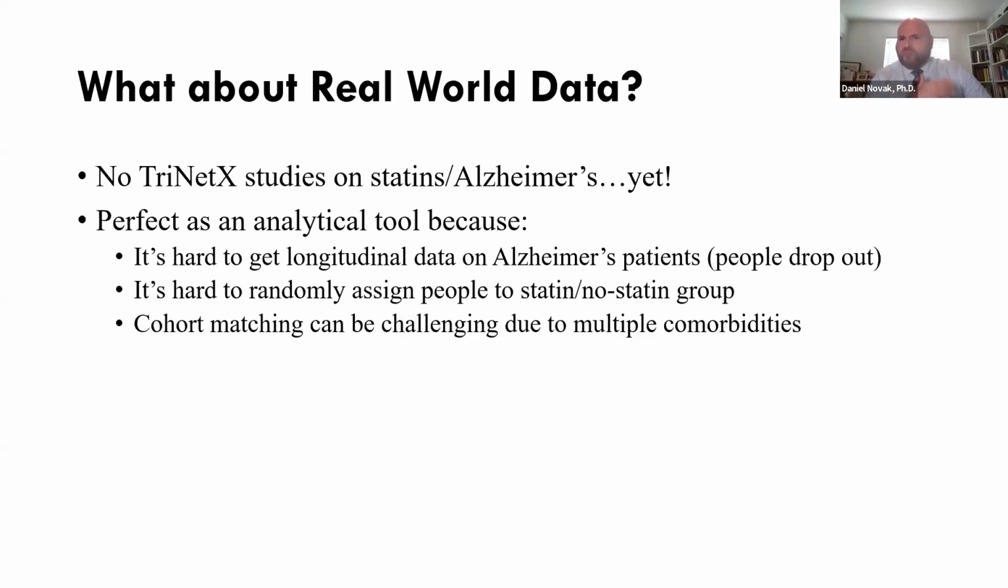Cohort matching can be challenging due to multiple comorbidities. So you can wind up having confusing assignments that can be very challenging to manage. And once you've assigned somebody, that's it. You can't unassign them or change them. You have to recruit somebody new to replace them.